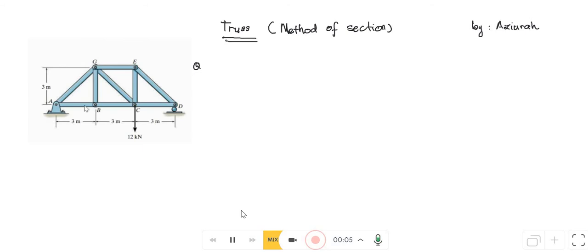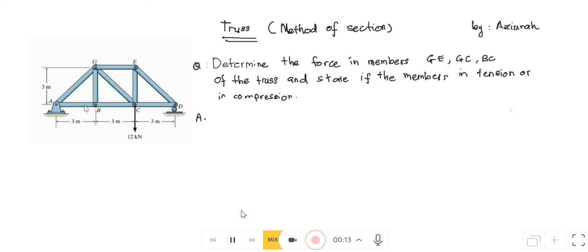So today we continue with truss, but specifically on method of section. Okay, let's say you have this kind of question. You have to determine the force in member GE, GC, and also BC. And you have to state if the members are in tension or in compression.